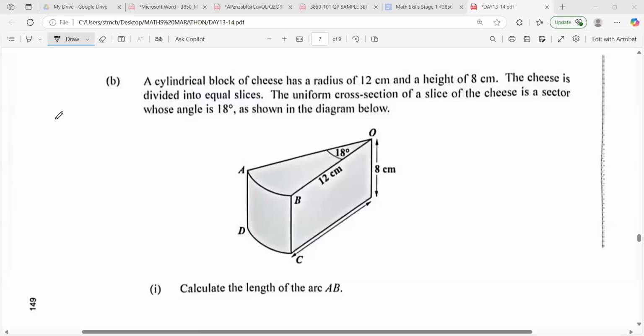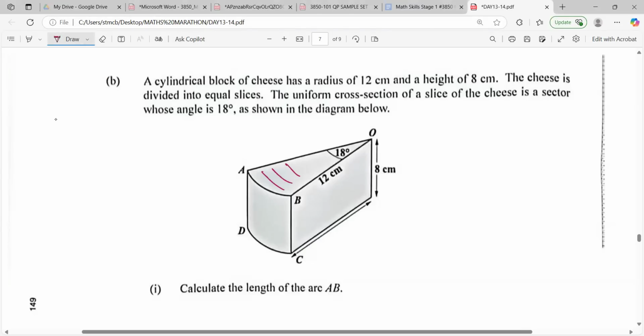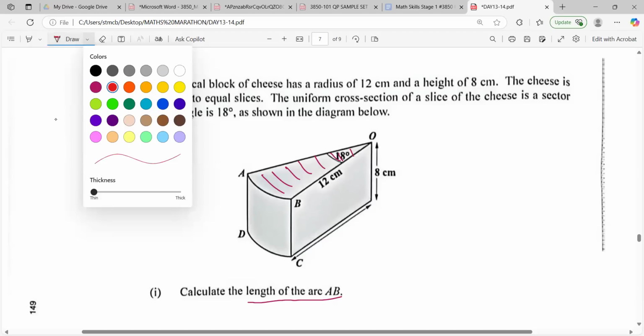Alright, so it says a cylindrical block of cheese has a radius of 12 centimeters and a height of 8. The cheese is divided into equal slices. The uniform cross-section of a slice of the cheese is a sector. Alright, so this is the sector, right? Just identify that right here. Now it says calculate the length of the arc AB. So what they want us to calculate is this little curved piece right here.